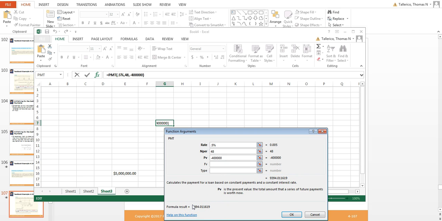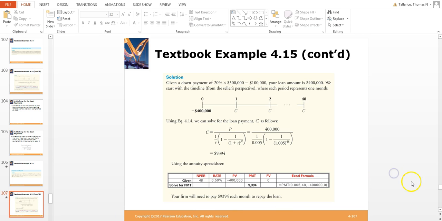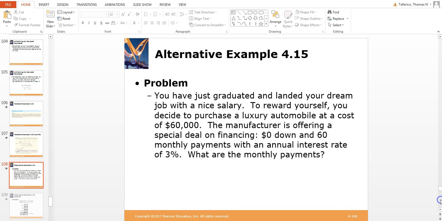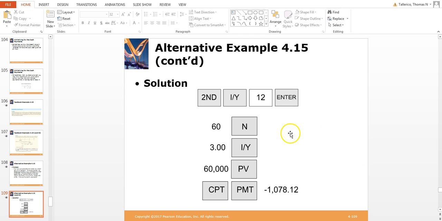This is a great function to know about, because if you do take a car payment or a mortgage payment, any type of loan, you could pretty much determine what your payment's going to be based on the principal you're going to borrow. So I just say okay, and there's the payment, $9,394. All right, and you can see that that's right here. So again, here's another monthly payment problem.